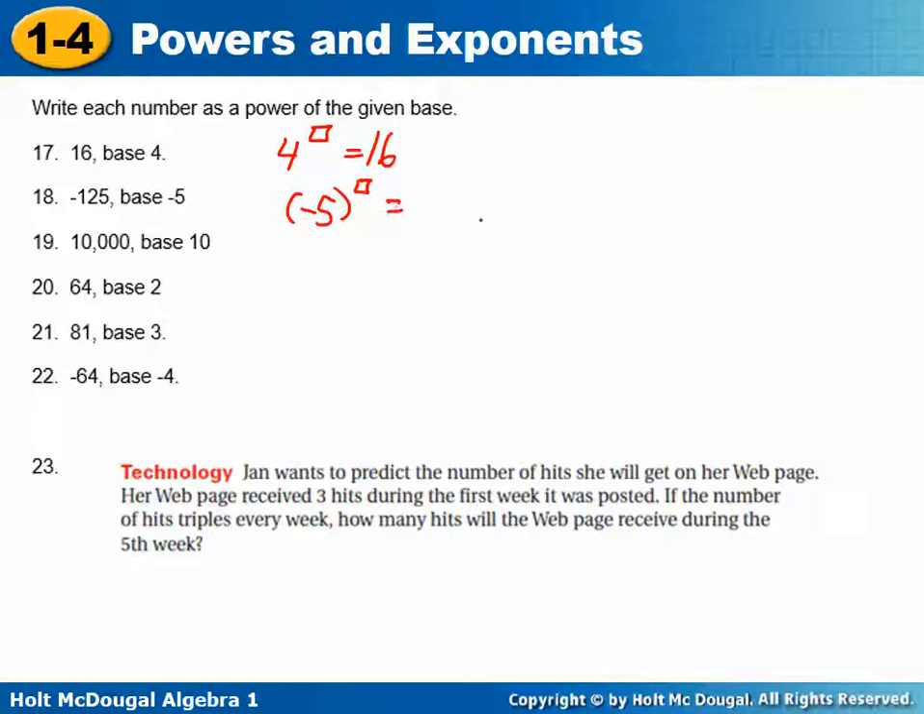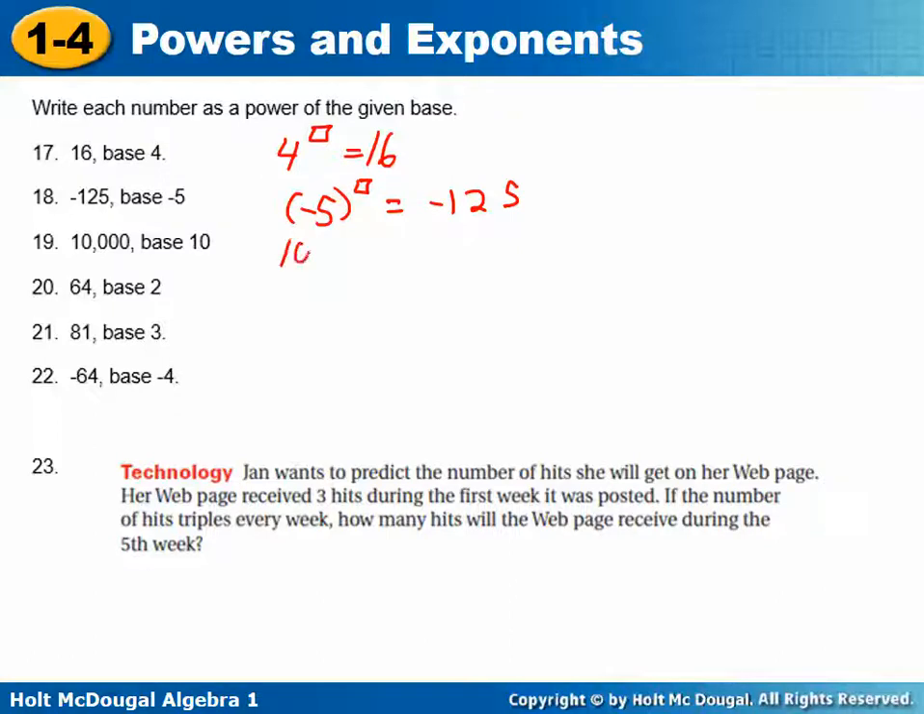We have to figure out what exponent to use so that we would get -125 when we evaluated it. So if you did -5 squared, that would be 25. That's too small. So try -5 to the third power, and if that doesn't work, keep going. These will all be whole number exponents. You're not going to get any fractions or anything.